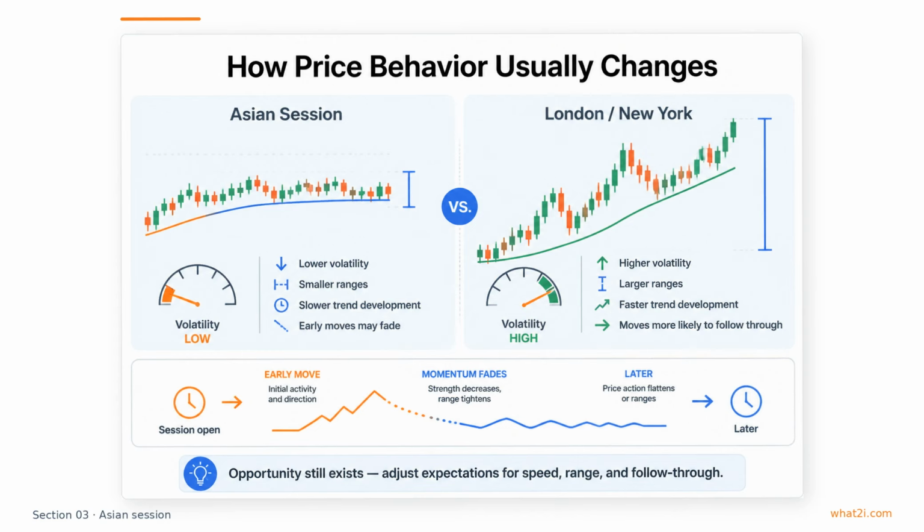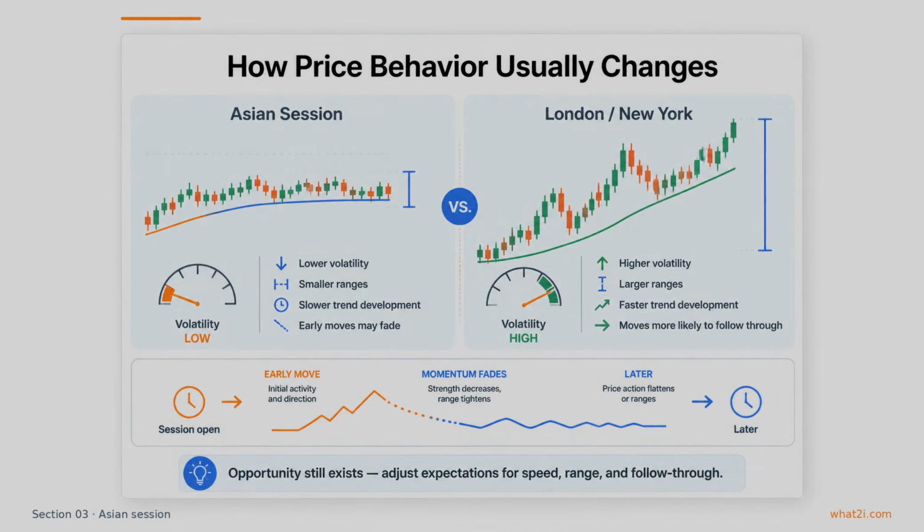A strategy built for sharp London breakouts may feel out of place in a quieter Tokyo environment. The pace is slower, and follow-through is often less reliable unless there is a clear catalyst. Recognizing that difference helps a trader stop forcing one session's style onto another.